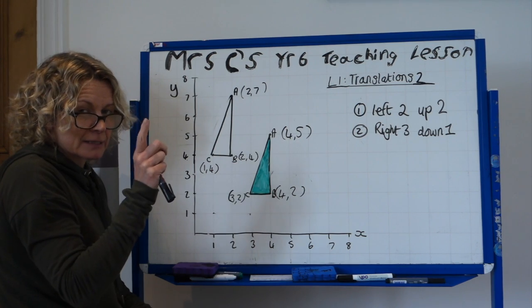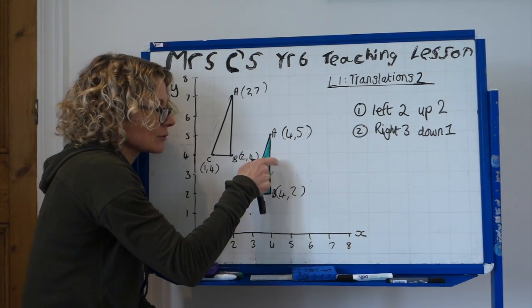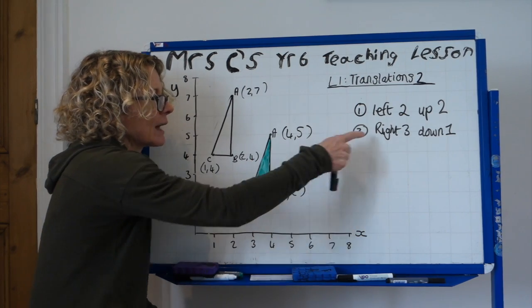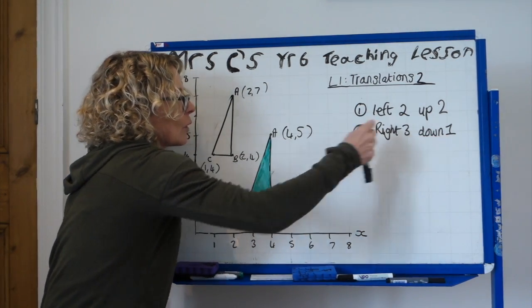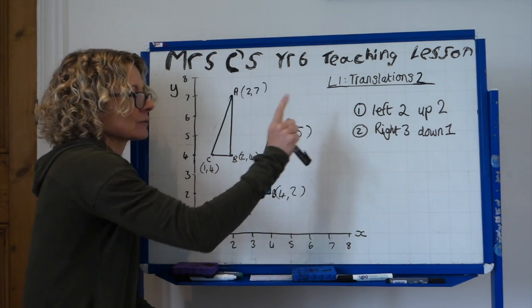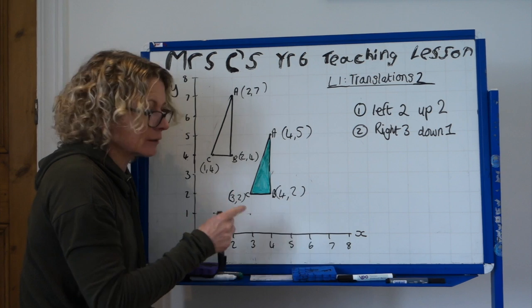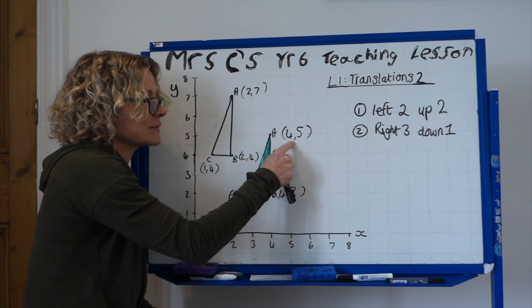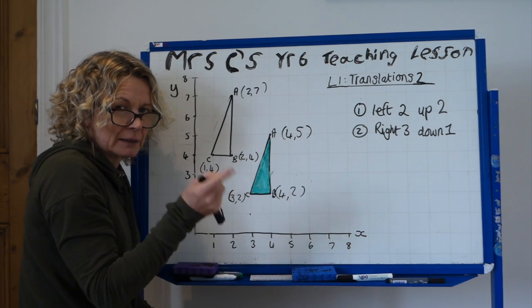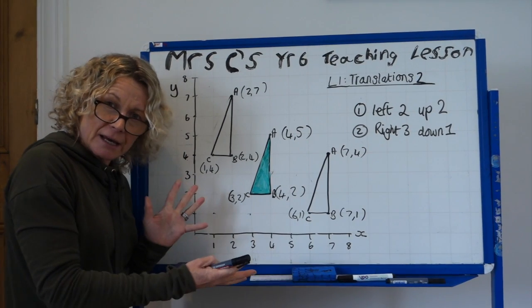Okay? Right, now for number 2, we're going to go back to the green triangle and we're going to move that right 3 and down 1. So today we're going back to the first position and moving it right 3 and down 1. So again, pause the video, redraw, and remember to put your coordinates on as well, and we'll check our answer in just a moment. Ta-da!